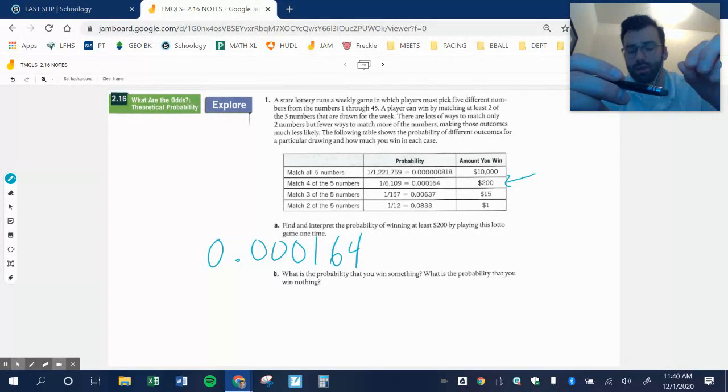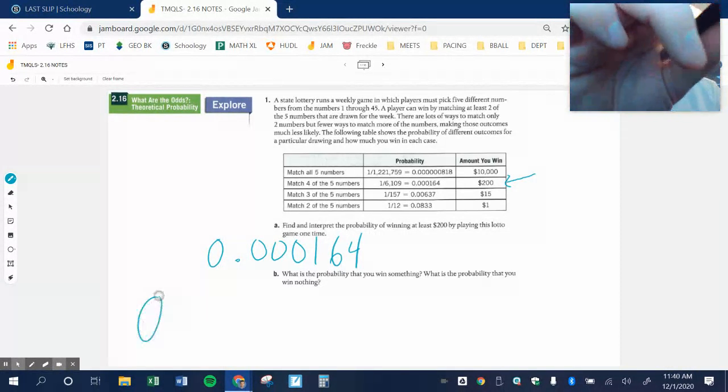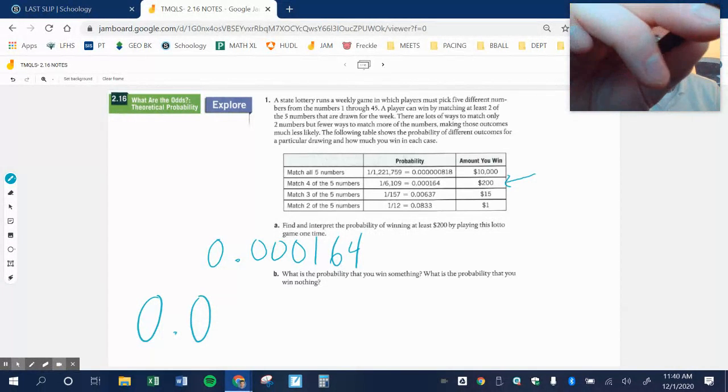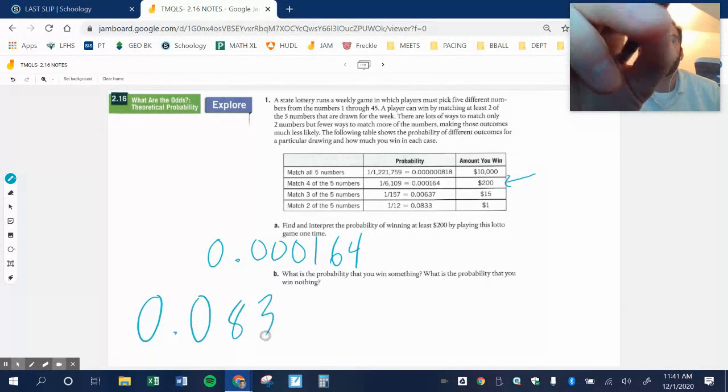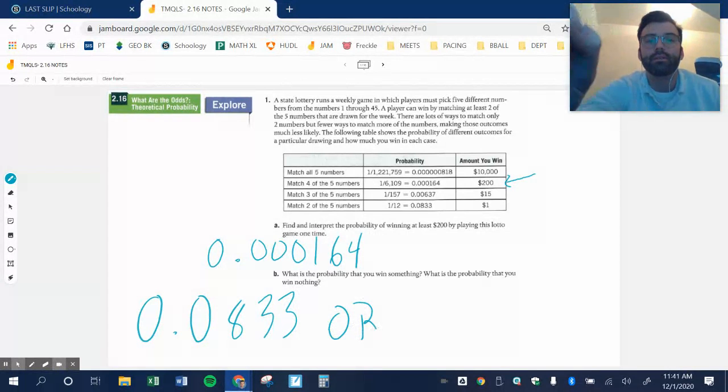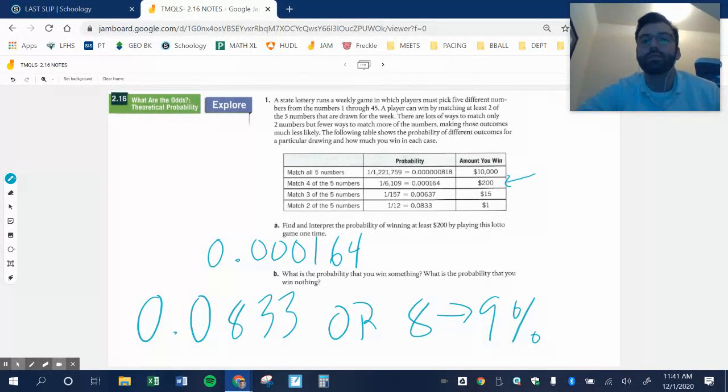There's a probability that you win something. So at least $1. Well, there's a 0.0833 chance, or about 8 to 9% chance that happens. All right. This is a very low number. This would be about, if I multiply it, that's about 0.0164% chance. Multiply this number by 100, move the decimal place over twice.